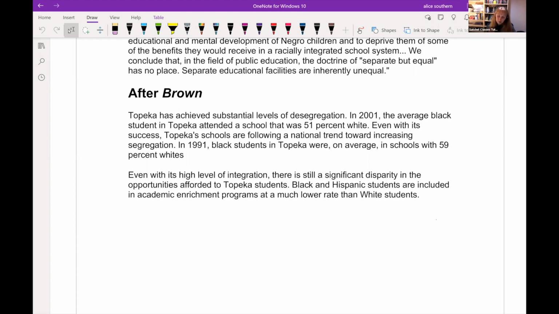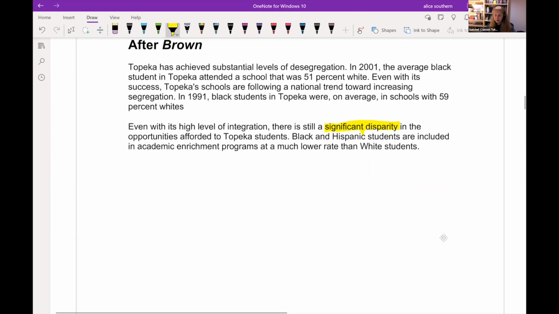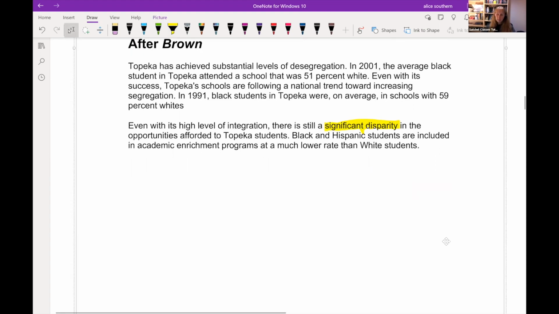Even with its high level of integration now, there is still a significant disparity, so a significant difference in the opportunities afforded to Topeka students. Black and Hispanic students are included in academic enrichment programs, but at a much lower rate than white children. Okay, so we still see a difference.